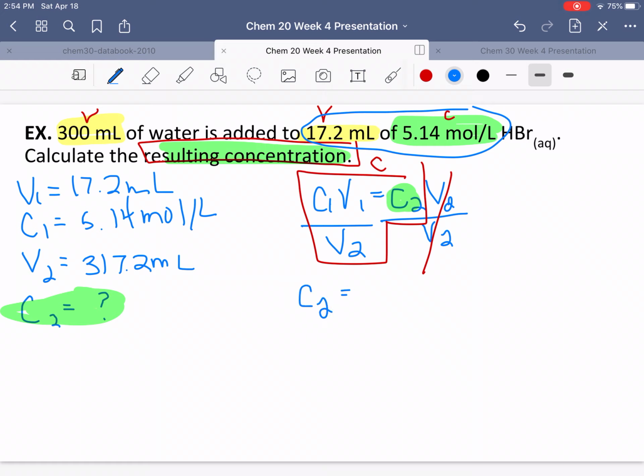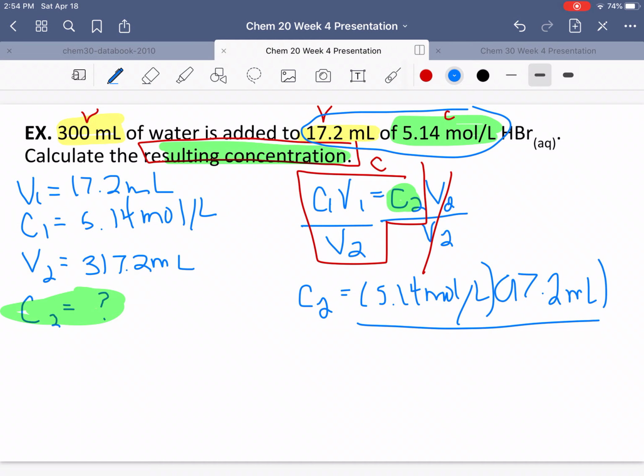C2 is equal to, okay, I put C1 in, 5.14 moles per liter times V1, 17.2 milliliters, divided by my second volume, 317.2 milliliters. And notice what's happening with the units. Milliliters and milliliters cancel out. We will get an answer as a moles per liter concentration, which is exactly what we want.